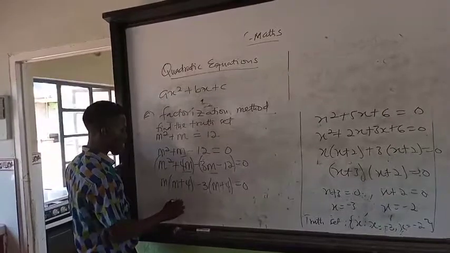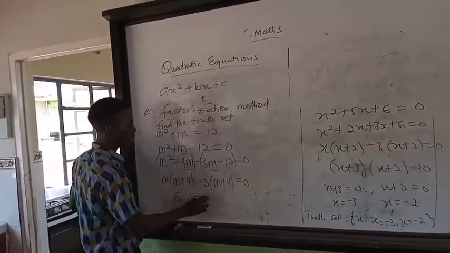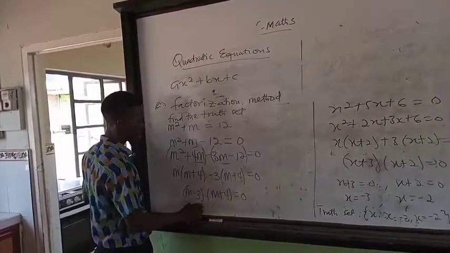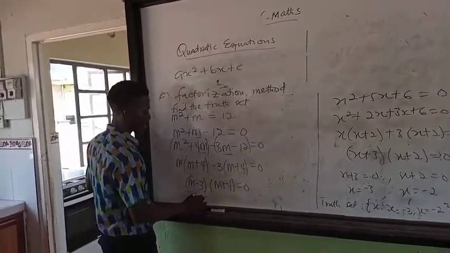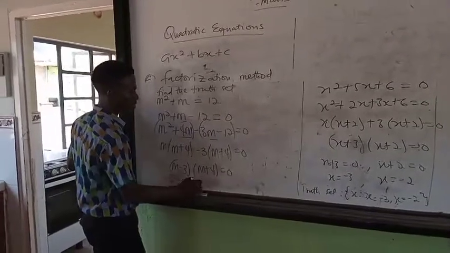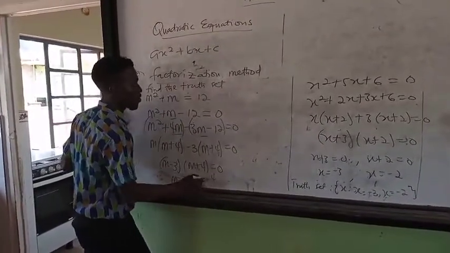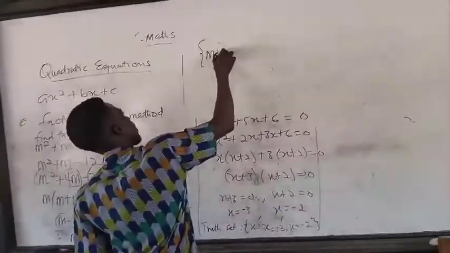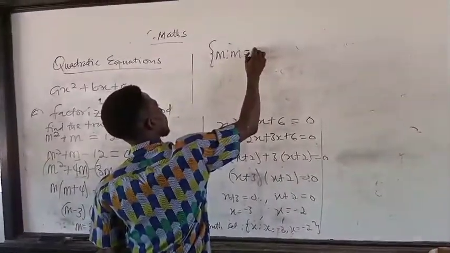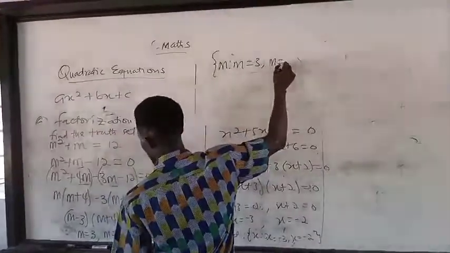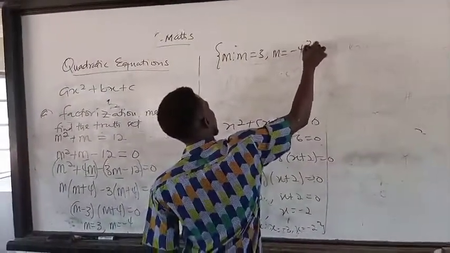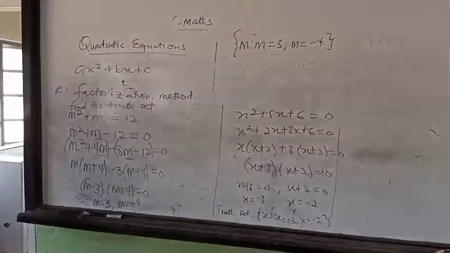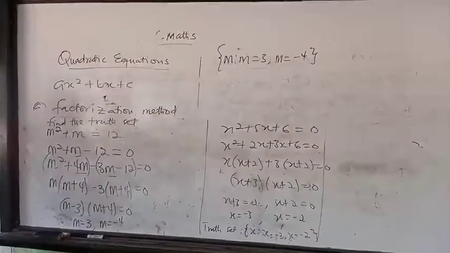So it's going to be left with m minus 3, m plus 4 is equal to 0. M minus 3 equals 0 becomes m is equal to 3, and m plus 4 equals 0 becomes m is equal to negative 4. So the truth set becomes m is such that m is equal to 3 and m is equal to negative 4, and that's the truth set of this quadratic equation. M squared plus m is equal to 12.